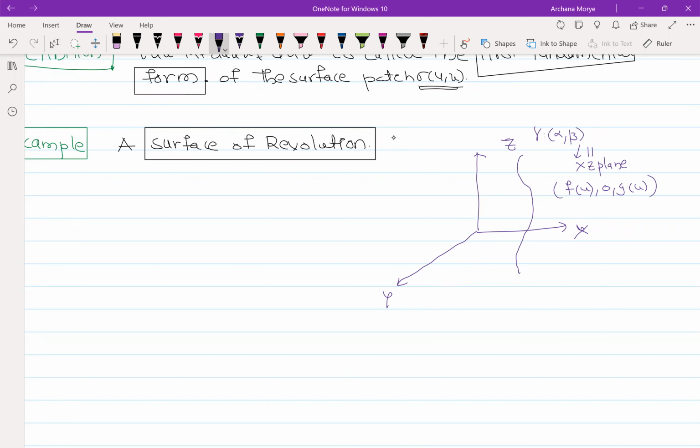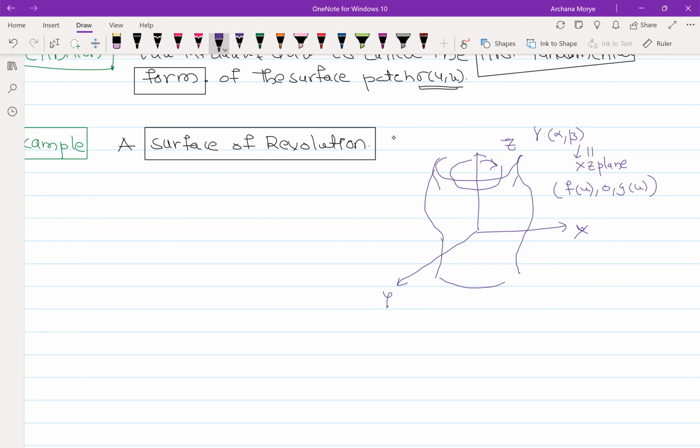Now what we are going to do is, once I have such a curve, we revolve it around the z-axis completely. Then in that case, you will get a surface which will probably look like this. My diagrams are a little bad.